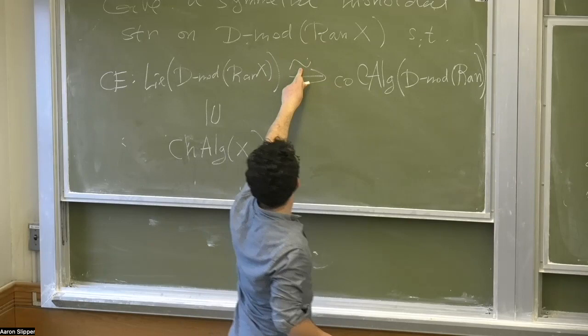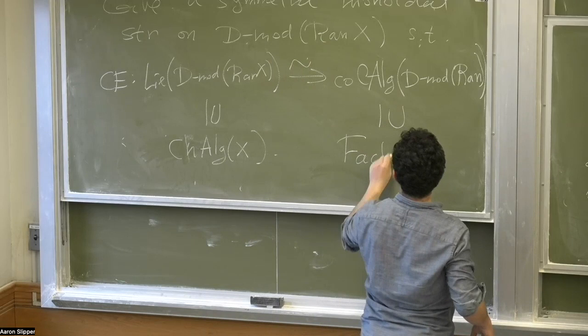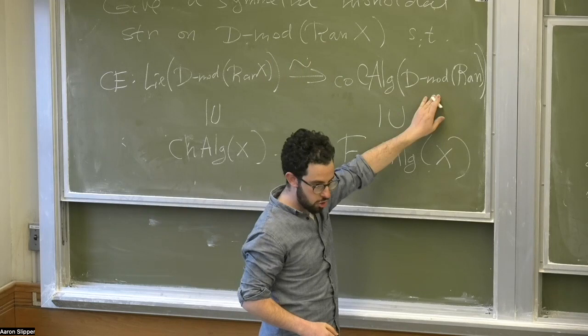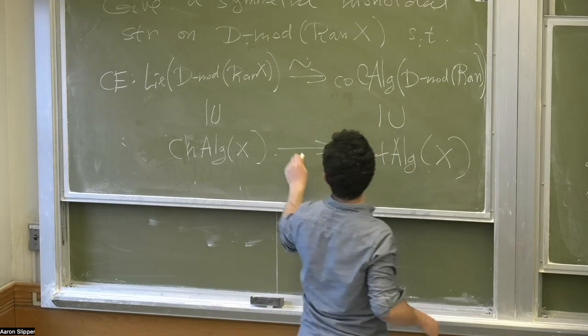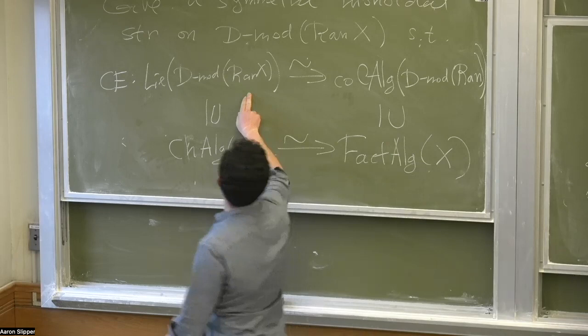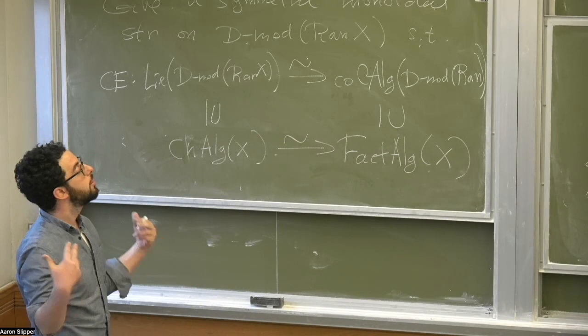First of all, it's going to be shown that this is an equivalence and it will restrict. So a factorization algebra on X will be a cocommutative coalgebra with respect to this symmetric monoidal structure plus a condition. Again, it's going to be a subcategory, and this equivalence will restrict. Chiral algebras are a subcategory of the algebras with respect to this monoidal structure. There are going to be, in fact, two monoidal structures on D-modules on Ran X, so that one of them will give you chiral algebras when you take the algebras.